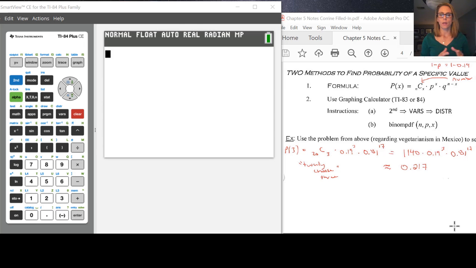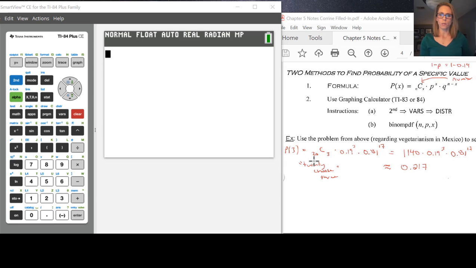So in this case, it is a situation where we have 20 people from Mexico, and we want to know what's the probability that exactly 3 of them are vegetarian. And we know that 19% of the population of Mexico is vegetarian. So this is the formula here. And this is what everything looks like when it's written out. So I'm just showing you how to put this in your calculator.